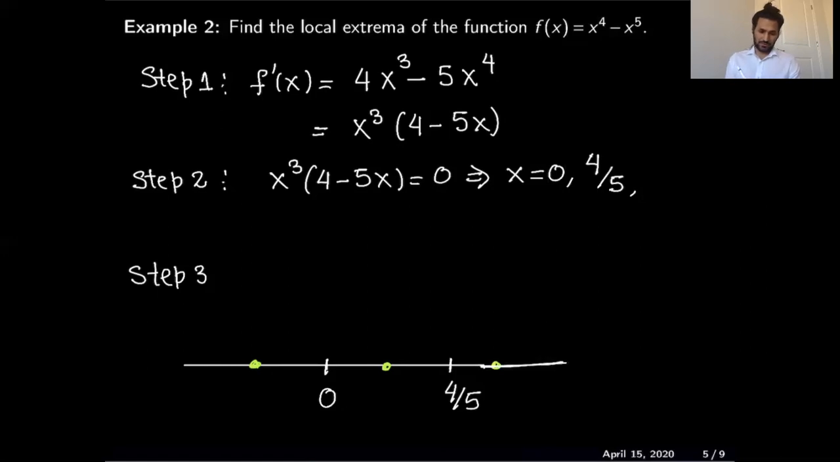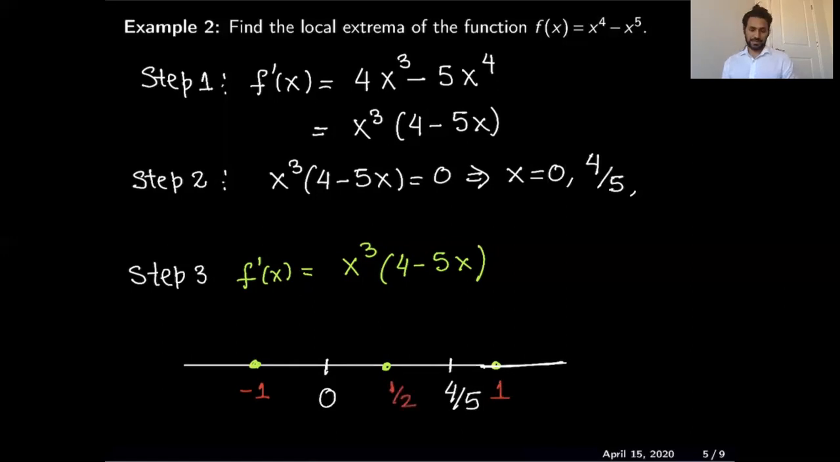So since I'm doing this test on the derivative of the function, I will write down the derivative of the function. Here is x cubed, and this is 4 minus 5x. And when I plug these points into the derivative, let's choose a point here, -1. I can choose 4/5 is slightly less than 1, so I can choose 1 here, and then I can choose 1/2 here. If I plug -1 here, this will be a negative number. If I plug -1 here, this will be a positive number. So negative and positive gives me a negative number here.